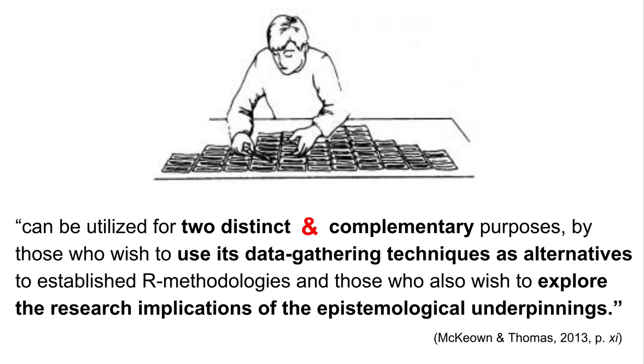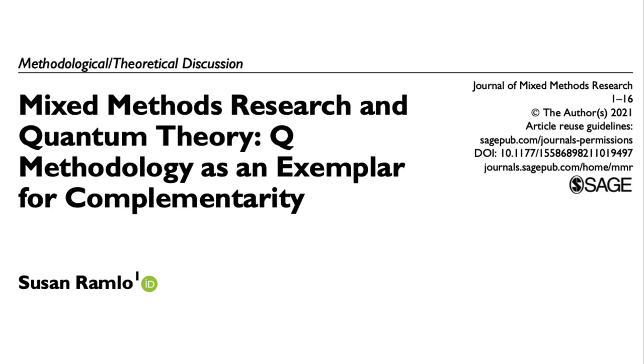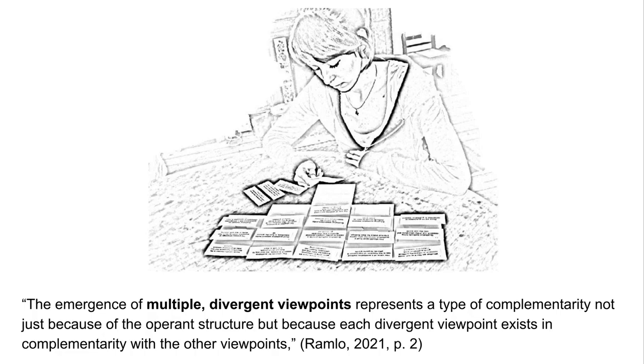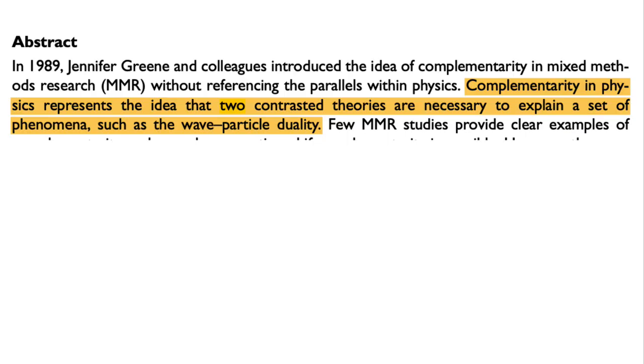I would only add to McCowan and Thomas that for my present study, I'm looking at two distinct and complementary purposes. And this notion of complementarity is pretty important in Q when we think about it as a complex model for investigating complex phenomena. So Ramlo in 2021 talks specifically about how, because multiple and divergent viewpoints emerge, Q is inherently complementary in the quantum understanding, in that there is no center point, but that each exists in complementary causal relationships with the other.